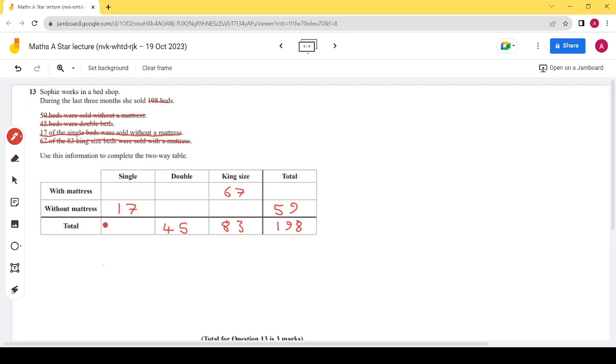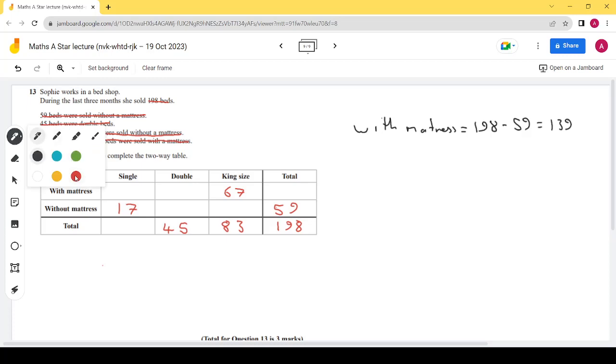In any area where you've got all the answers except one, you should be able to answer it. And again, we've got a calculator here if we want it. So we can say with mattress equals 198 minus the 59. So it's just going to be 139, I believe. Again, we've got a calculator here, so we might as well double check our maths. I wouldn't expect you to just do it in your head first in the exam. Of course you can if you feel comfortable with it, but you don't need to. So we can put 139 there.